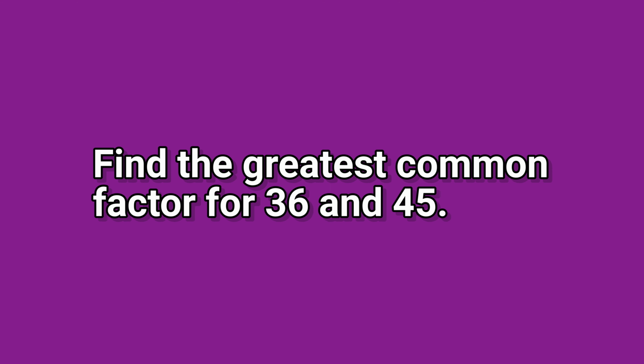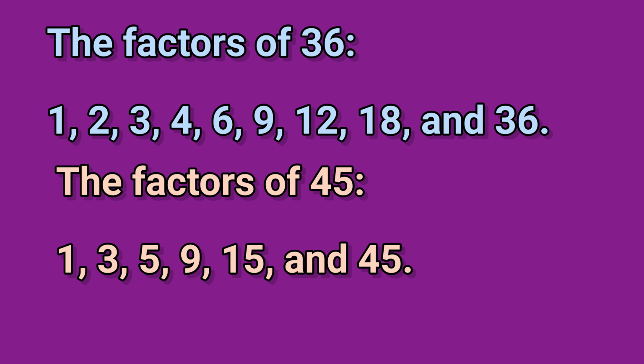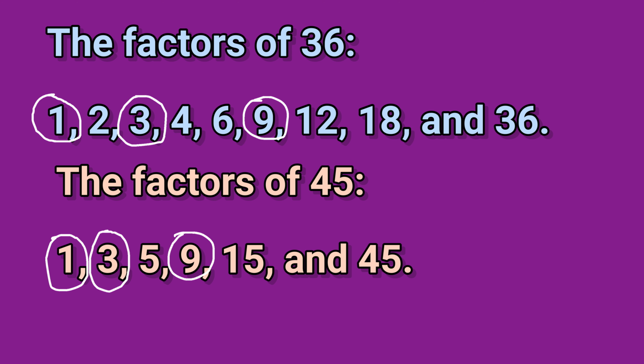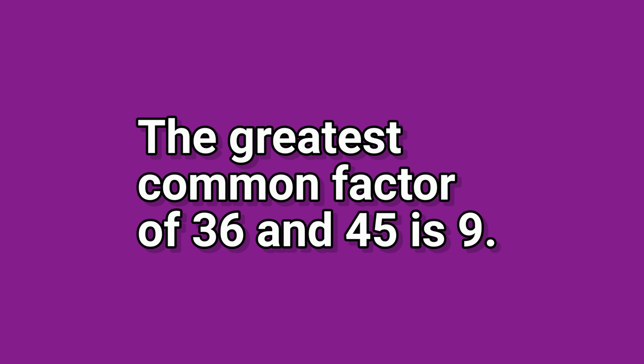Problem number 2. To find the greatest common factor of 36 and 45, we first need to list all the numbers that can divide each number evenly. For 36, the factors are 1, 2, 3, 4, 6, 9, 12, 18, and 36. For 45, the factors are 1, 3, 5, 9, 15, and 45. Next, we look for the numbers that appear in both lists. These are 1, 3, and 9. Out of these, the largest number is 9. So, the greatest common factor of 36 and 45 is 9.